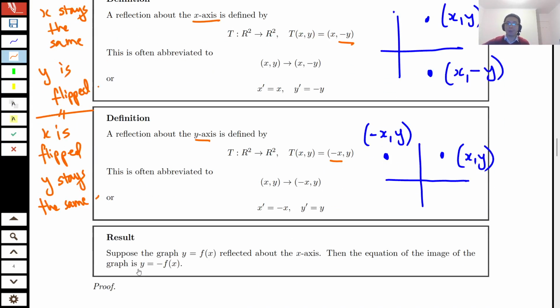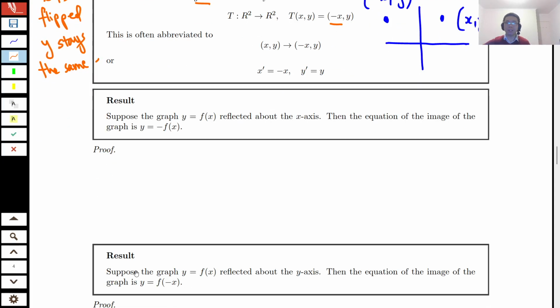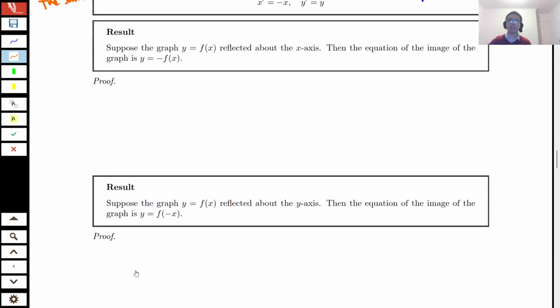Alright, there's a couple of results. Because I don't want this video to take too long, I'm going to leave these two results for you to prove as homework. Should only take you about 4 or 5 lines. If it takes much longer than that, you're doing it wrong. Alright, but we get two really nice results. If I reflect about the x-axis, y equals f of x changes to y equals a negative f of x. And if I reflect about the y-axis, I get f of negative x.